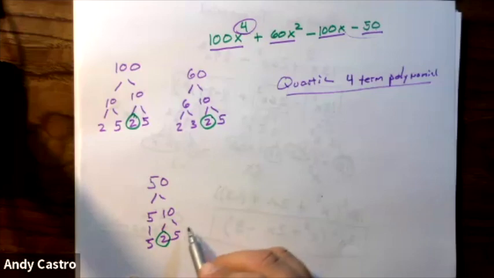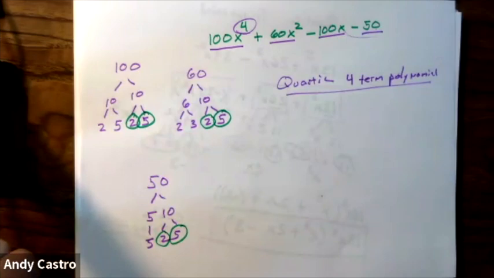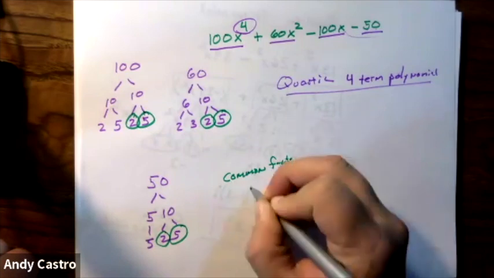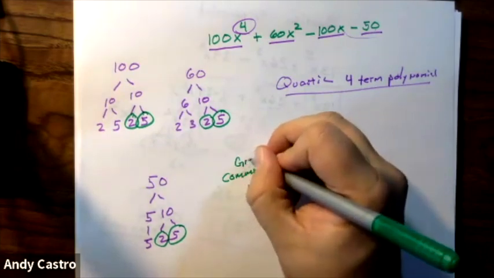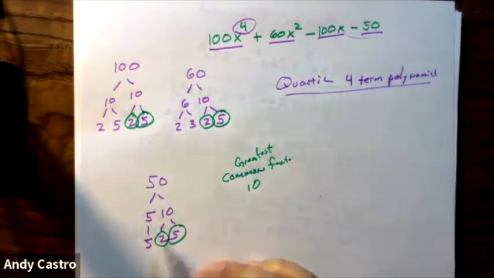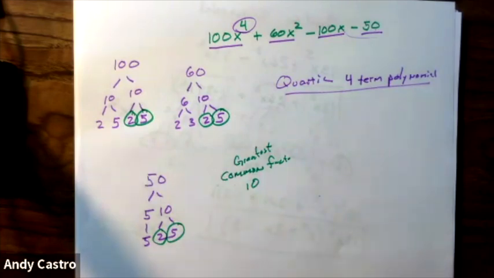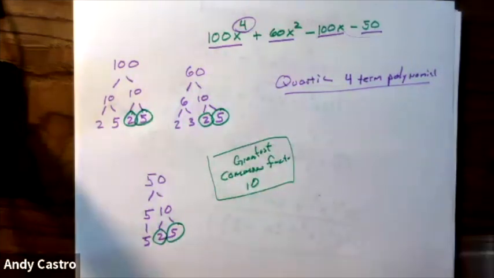Then, let's see. They also each have a 5. All right, so what do they have in common? The common factor is 10. And what you'll notice is this is the greatest common factor. 2 is a common factor in each one. 5 is a common factor in each one. But when you take all the common factors and multiply them together, that is the greatest common factor. And that's eventually what is being pulled out of the polynomial.